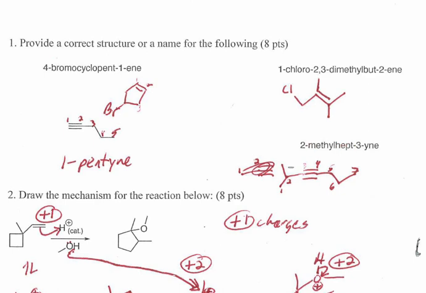2 methyl hept 3-yne. Again, find the parent name, hept, 7. I would draw the alkyne first because bond angles matter. So draw the alkyne first and then move off of that. 1, 2, 3, 4, 5, 6, 7, and then 2 methyl.